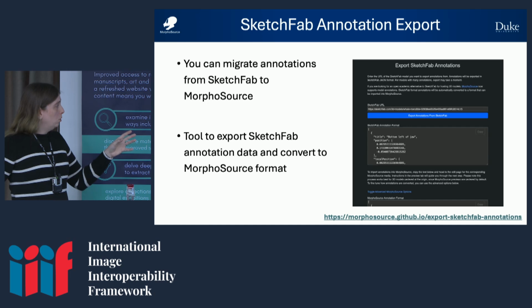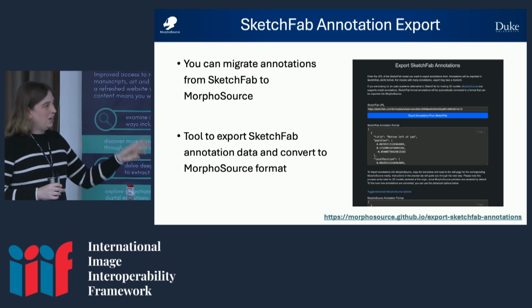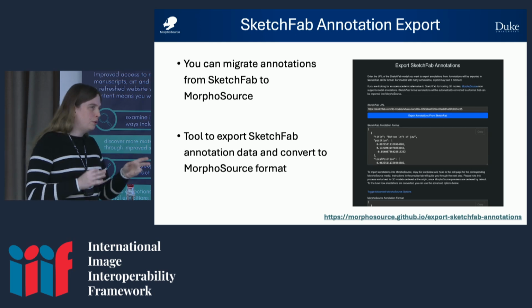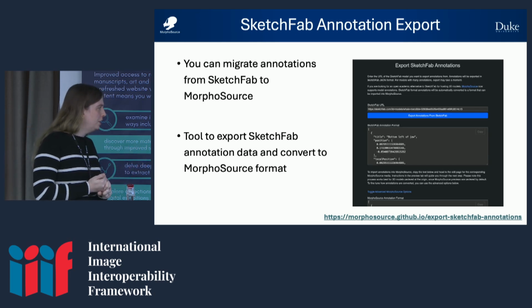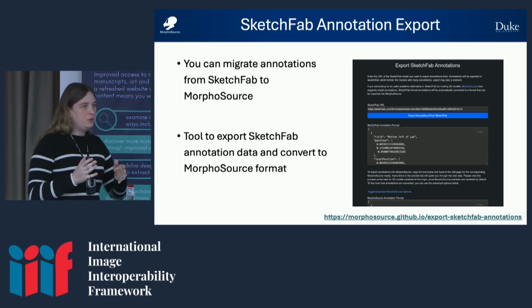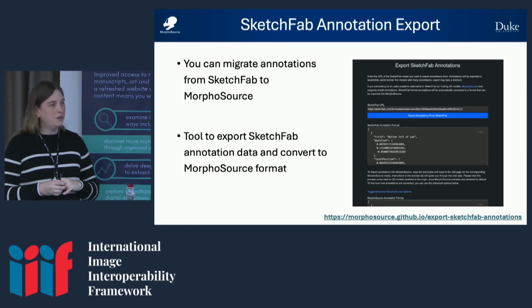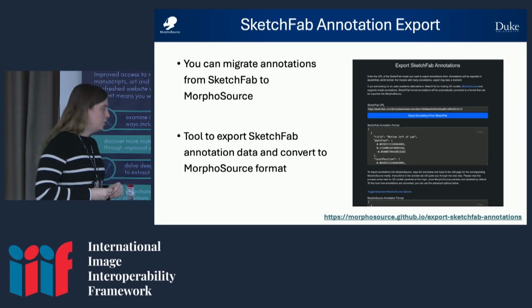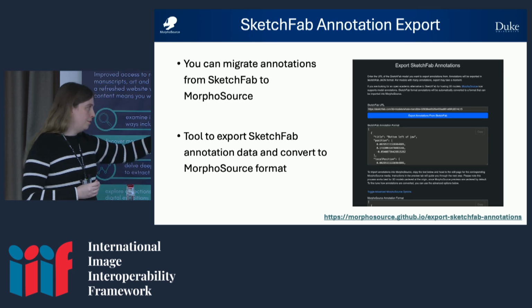We built a tool actually to help people export annotations from Sketchfab. So it's at this URL. I've mentioned it in the 3D channel on the IIIF Slack as well if you're interested. It basically makes use of the Sketchfab Viewer API. You give it a Sketchfab URL, it will give you Sketchfab's annotation JSON. It also converts it to our internal annotation format.